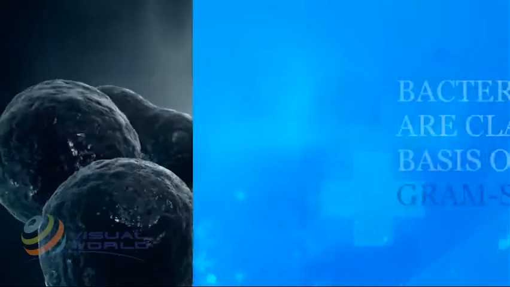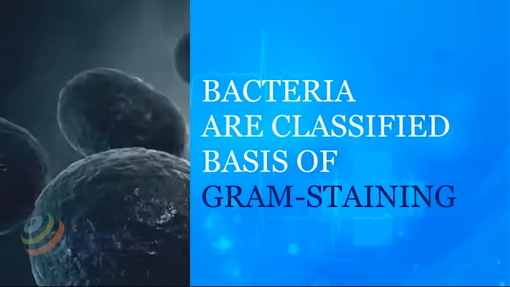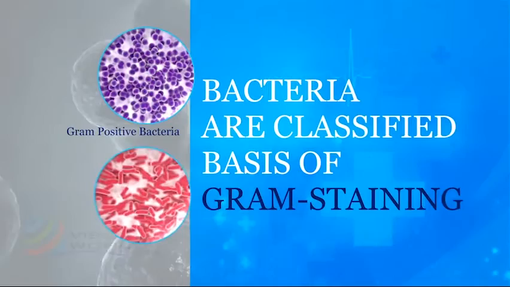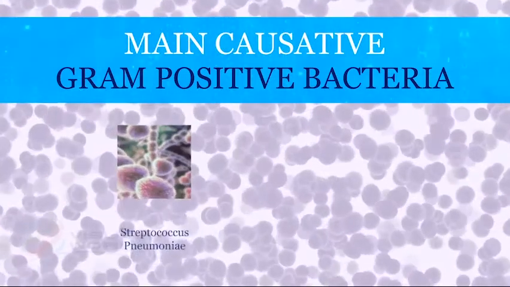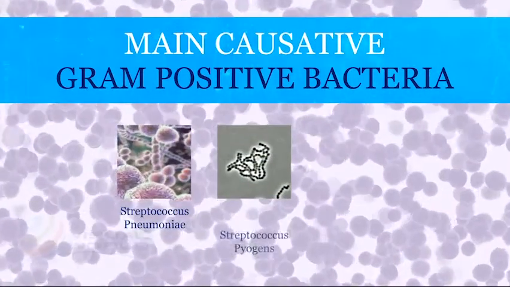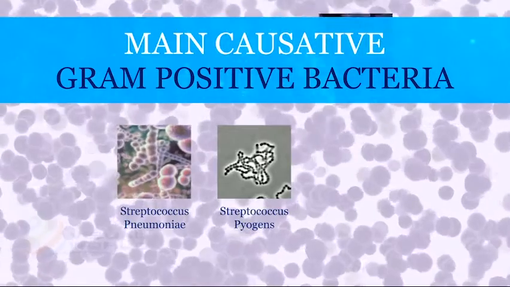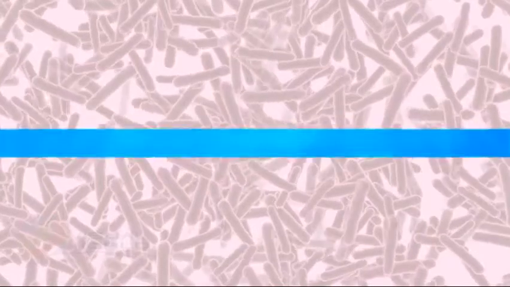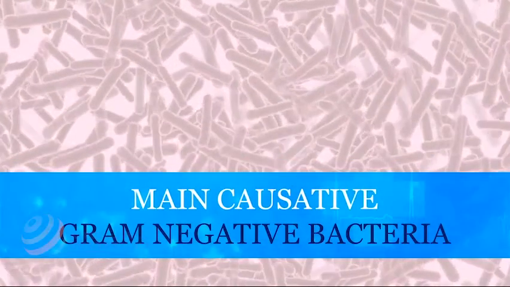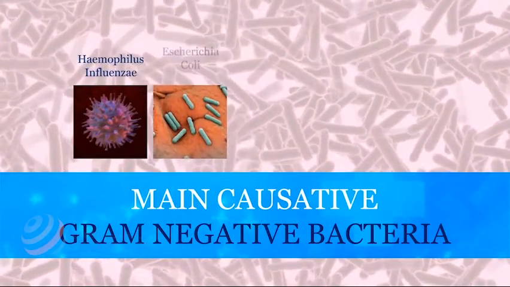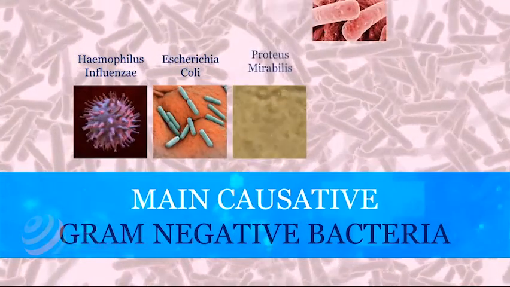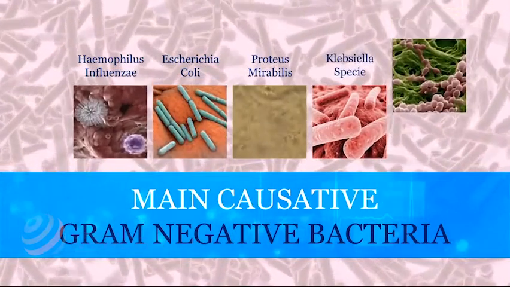Usually, bacteria are classified on the basis of gram staining into gram-positive bacteria and gram-negative bacteria. Main causative gram-positive bacteria are Streptococcus pneumoniae, Streptococcus pyogenes, and Staphylococcus aureus, whereas main causative gram-negative organisms are Haemophilus influenzae, Escherichia coli, Proteus mirabilis, Klebsiella species, and Moraxella catarrhalis.